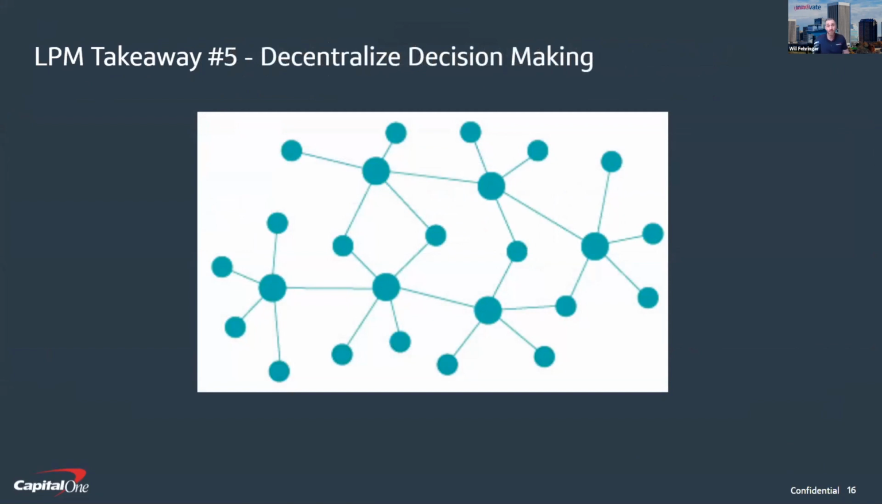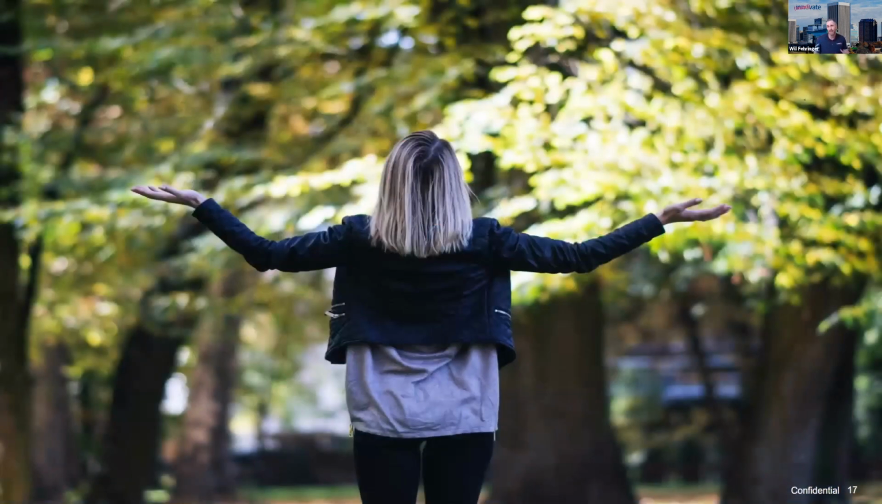All right, so our fifth and final LPM takeaway is to decentralize decision making. This is one that is so important to SAFe that they called it out as one of their 10 SAFe principles. And it's definitely one of the hardest to implement in practice. There are a lot of reasons why it can be hard to do.